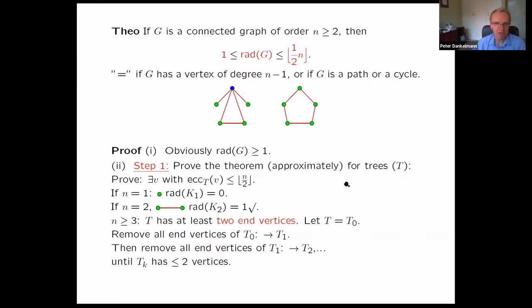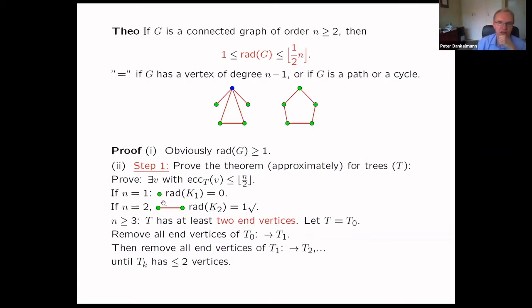Okay, so step 1, let's prove the theorem approximately for trees. So what do we need to show? We need to show that in our graph, we are guaranteed to have a vertex whose eccentricity is at most n over 2. If we have that, then we know that the smallest eccentricity in the graph will be less or equal n over 2.